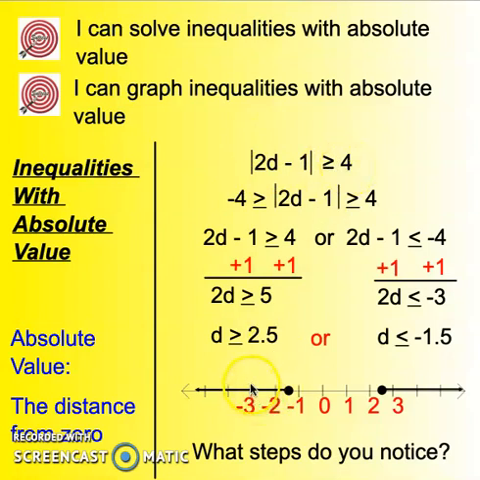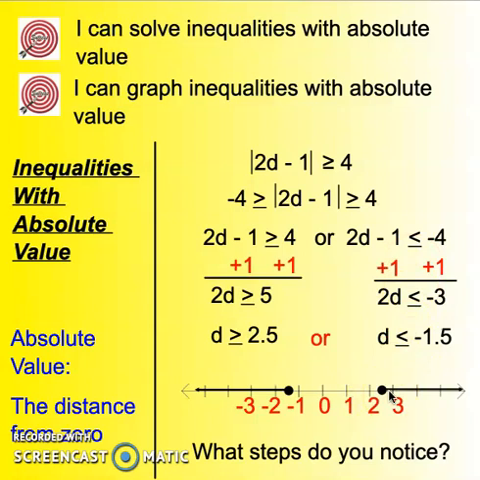If I go on the other end and I take negative 3, which would be a solution in this, if I put that in there, I have negative 3 times 2 is negative 6. Negative 6 minus 1 is negative 7. And if I take the absolute value of negative 7, that would be positive 7. Is positive 7 greater than or equal to 4? Yes.